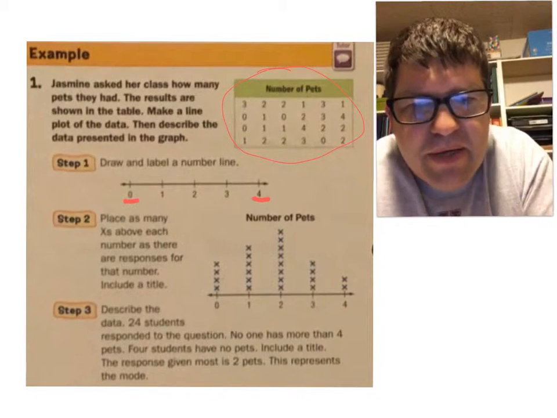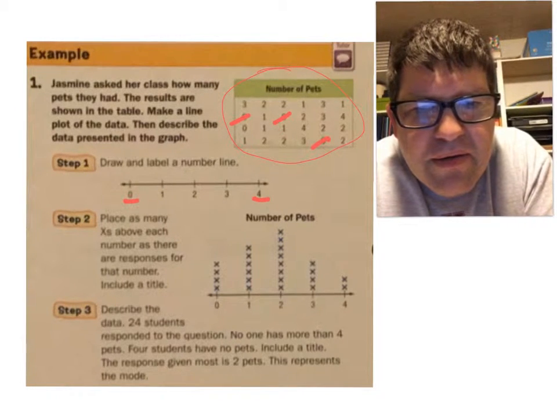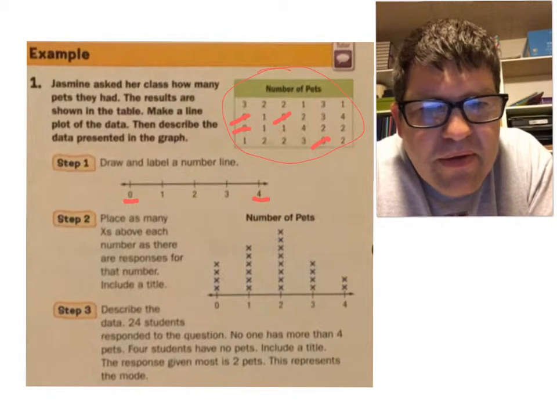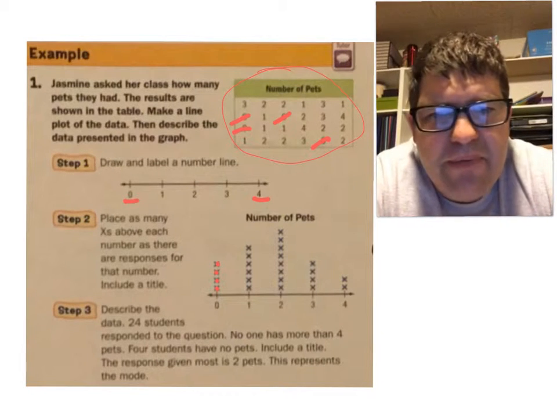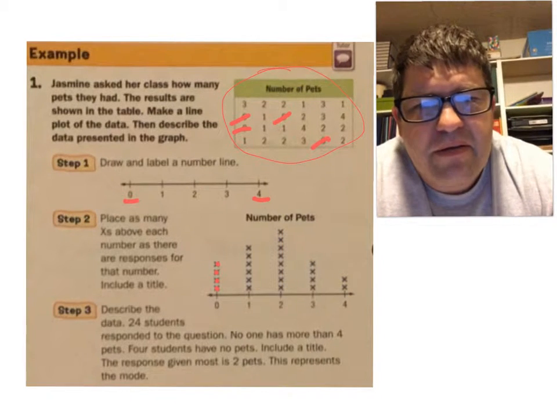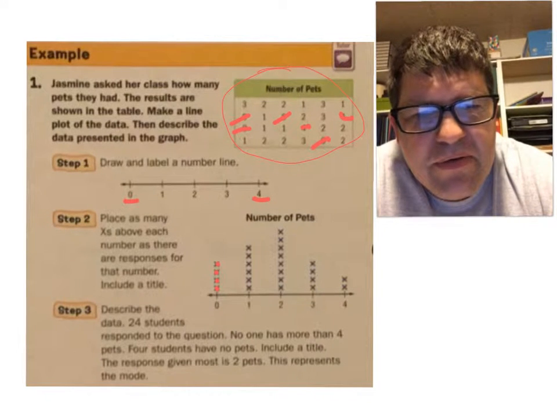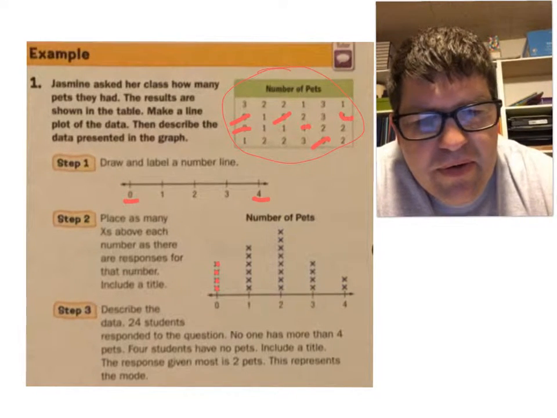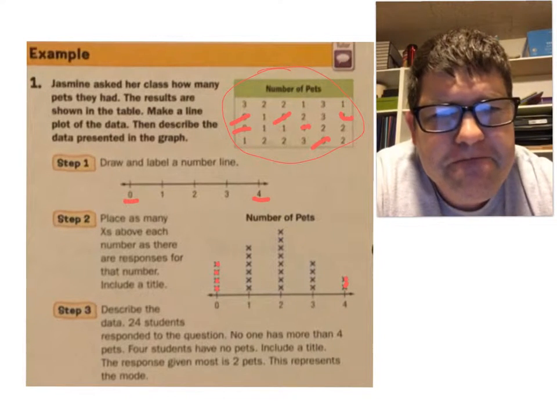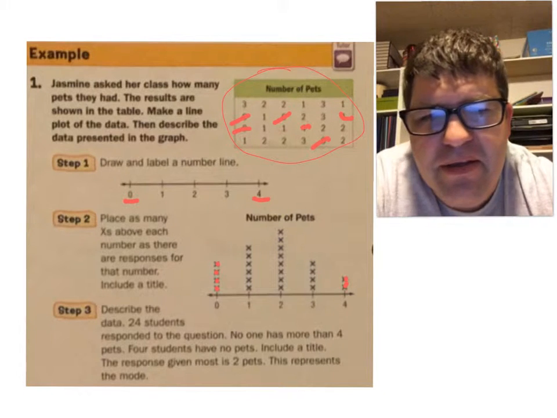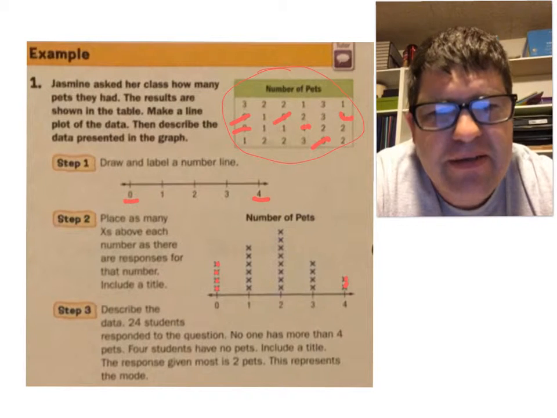So for 0, we count them. 1, 2, 3, 4. Okay, that's all I see. So then 1, 2, 3, 4. Okay. I can go to 4s. 4. There's 1. There's 2. I don't see any more. And then we just put 2 x's here to tell me that 2 people have 4 pets. Okay, so that's how you make the line plot. You're plotting the data on a line.